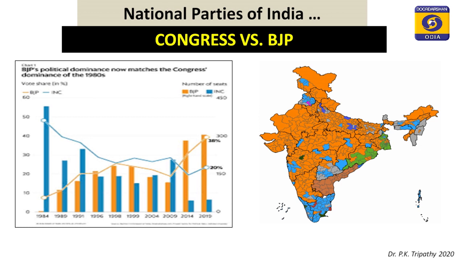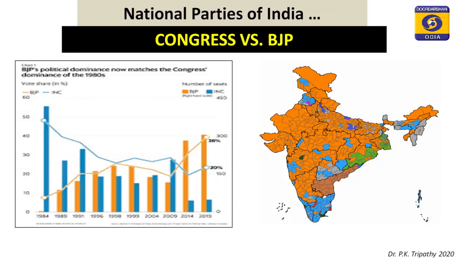Even within that stiff electoral competition, BJP has been able to successfully defeat the Congress. So, similarly, the line graph also indicates the vote percentage. The Congress vote percentage was more than 49% in 1984. Now, today it stands at only 20%, whereas the BJP has been able to increase its vote percentage to 38%.